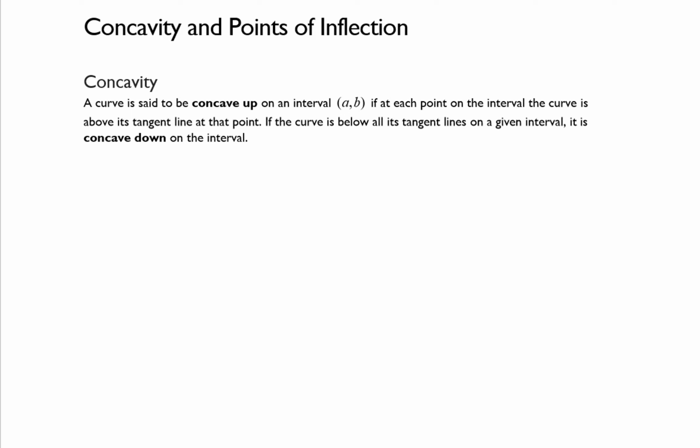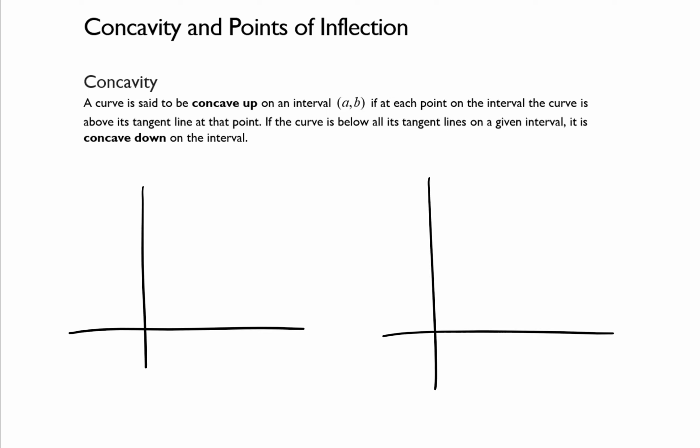Let's talk about concavity. A curve is said to be concave up on an interval a to b if at each point on the interval the curve is above its tangent line at that point. If the curve is below all its tangent lines on a given interval, it is concave down on that interval. Let's just draw quickly these two scenarios.